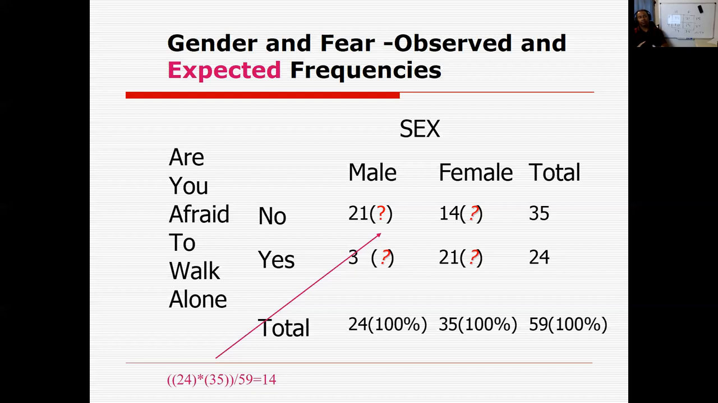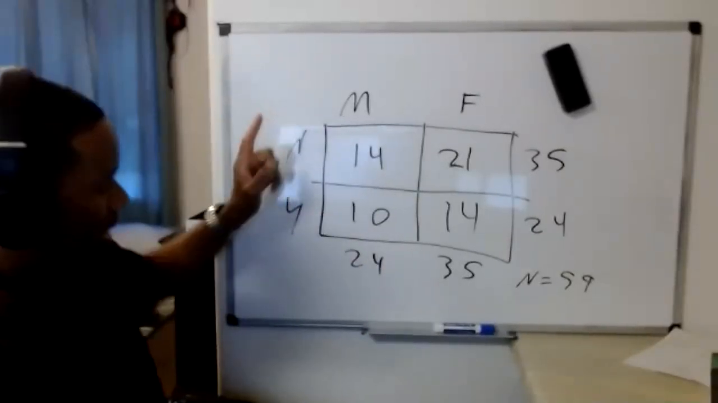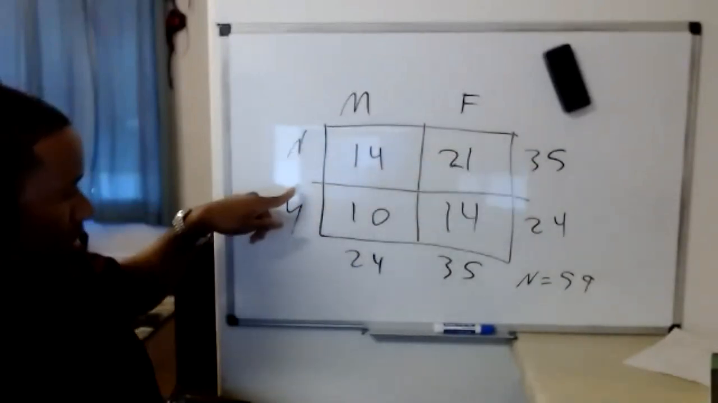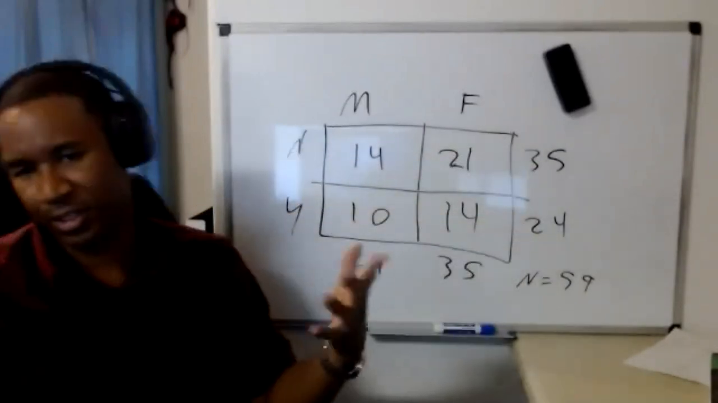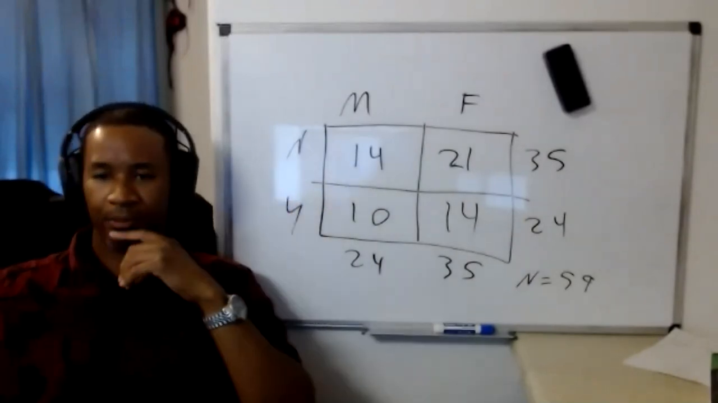Go ahead. When you have more cells, right now we have only four, but what happens when you have more cells? It doesn't affect it. Let's just say we have another column here. You have another column total, then you would do row total, column total, row total. So it doesn't change anything. You just do the exact same procedure.